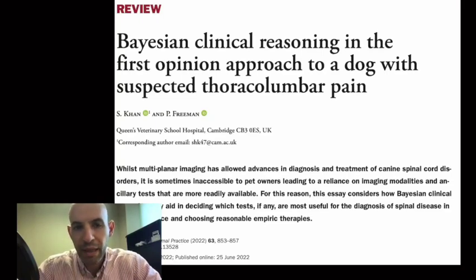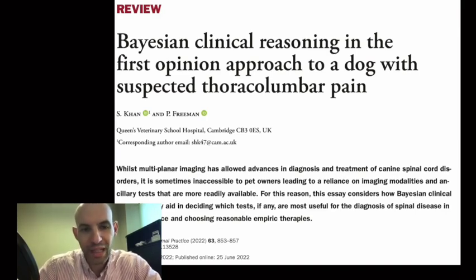So today I'll talk about Bayesian clinical reasoning in the first opinion approach to a dog with suspected thoracolumbar pain. This paper is out of June 2022 and it's in the Journal of Small Animal Practice. It is open source, so I'll have the software here, just read it out loud. I don't have much to add from this paper.